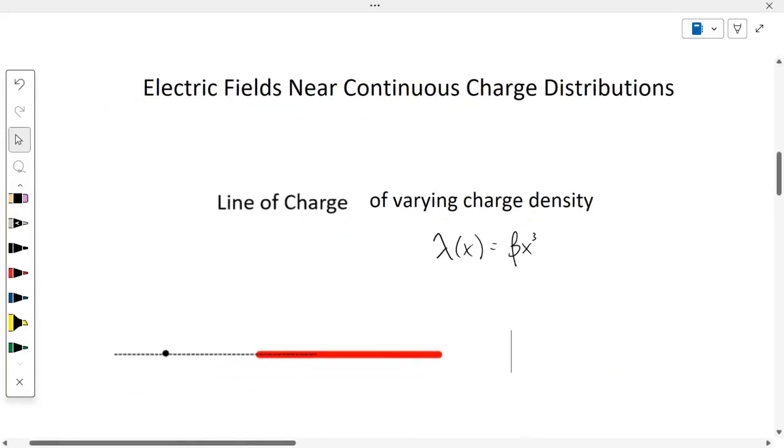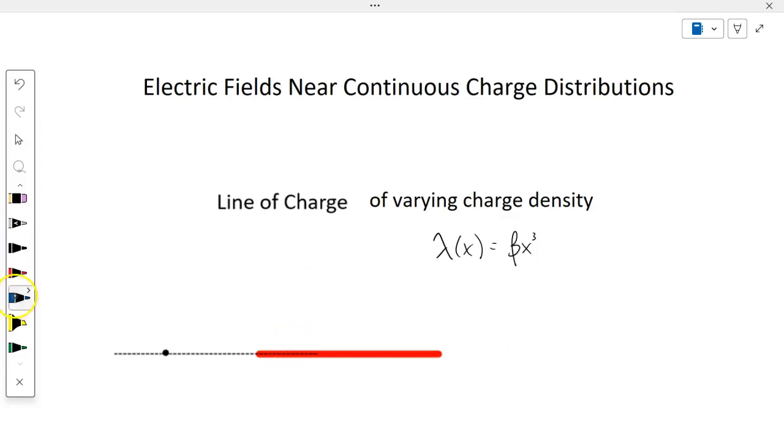Hello, let us continue our discussions of electric fields near continuous charge distributions. Here is a stick of charge, this red object here, and our task is to find the electric field at the origin, or at that location. Let us define this distance as x equals a, and we'll say that this has a length L.